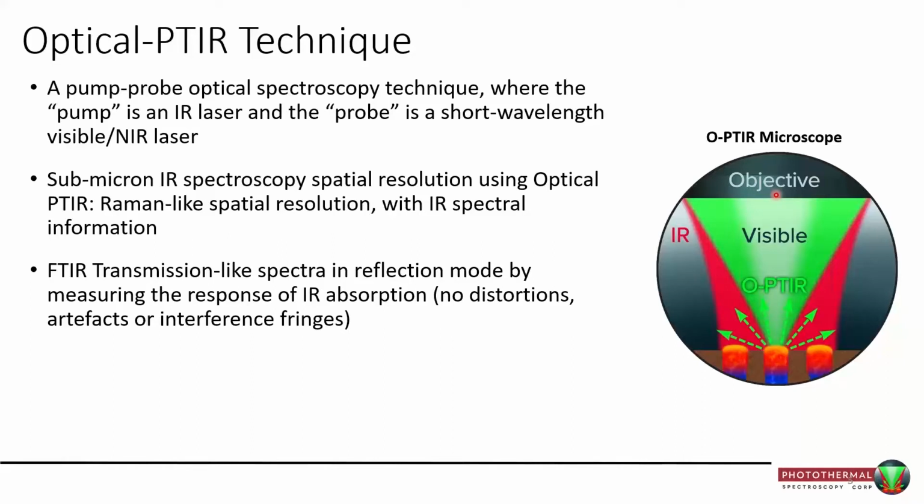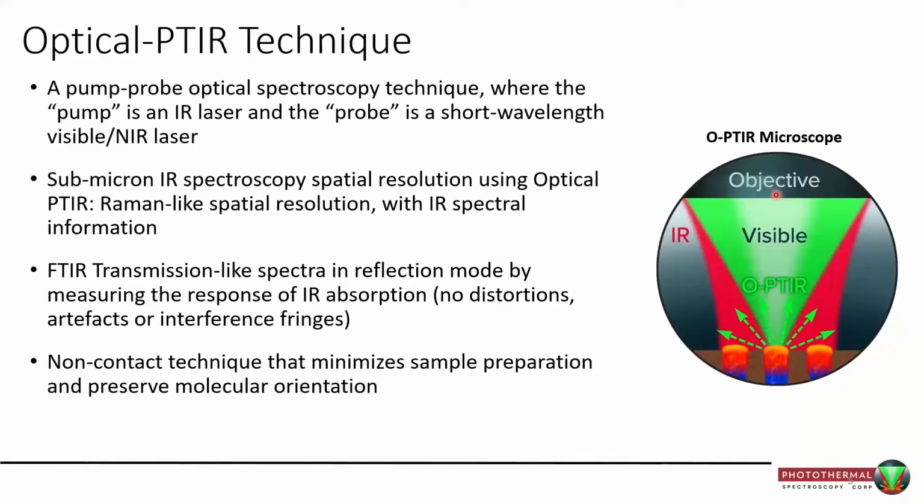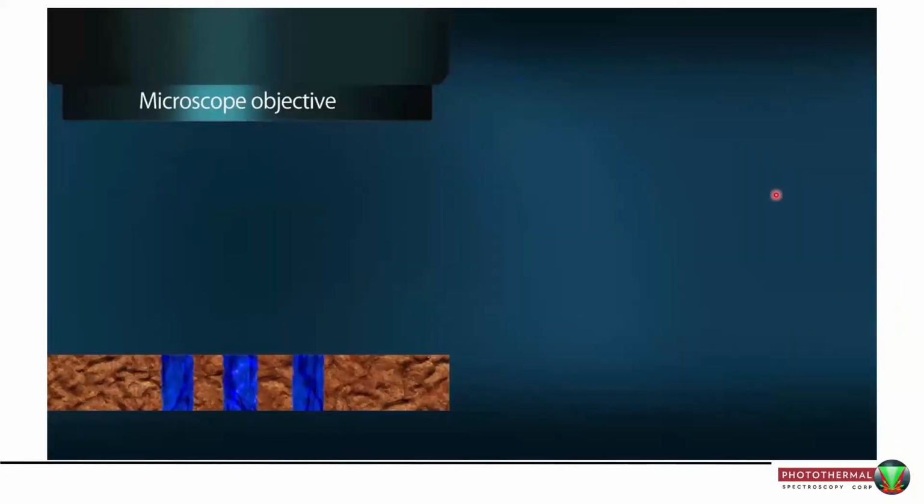The spectra that we collect, and we typically work in reflection mode, although we can work in transmission, but reflection is the primary mode. And even when you're in reflection, the spectra that are generated are very much FTIR transmission-like. So there are no distortions, no artifacts, no interference fringes that you might get in a regular type of instrument. And it's non-contact, so that minimizes sample prep. And also the spatial resolution is infrared wavelength independent. Again, that's very much like a Raman system.